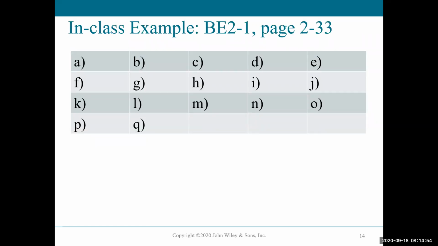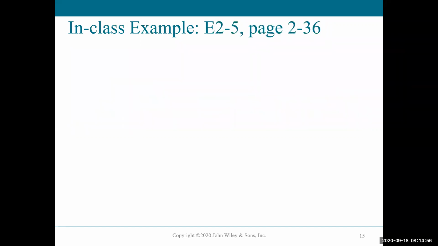Now that example is done in the class. Same with example E2-5.